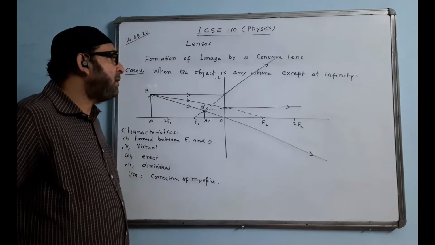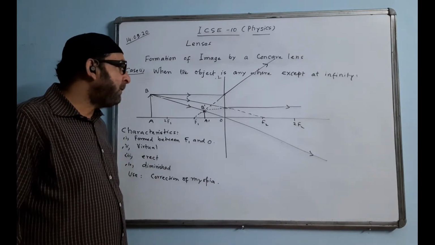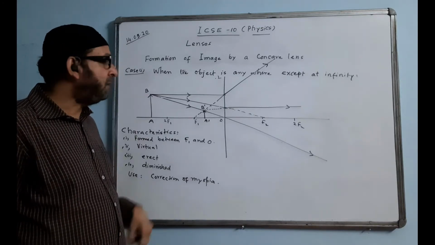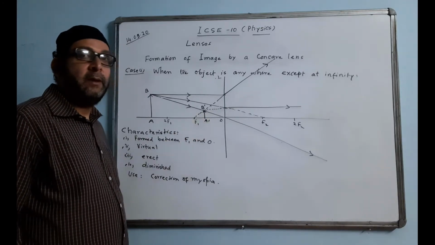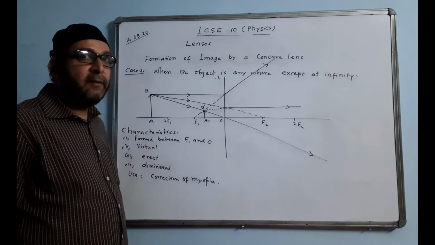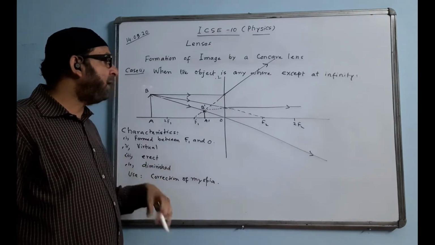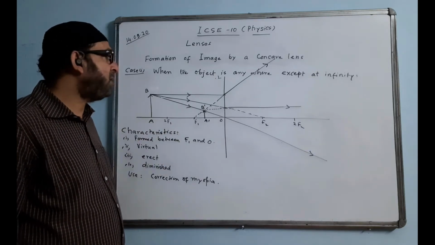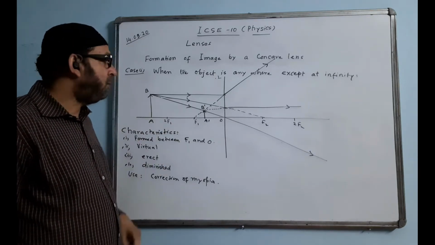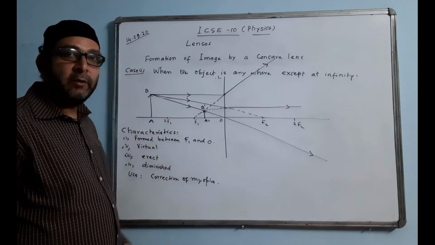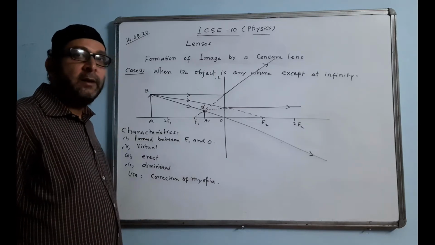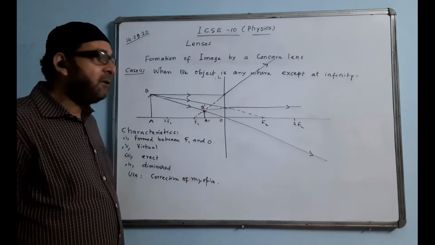If a question comes like this, a lens forms a diminished erect image, name the lens. Diminished and erect image, the lens is concave. A lens forms a magnified virtual or erect image, name the lens. That will be a convex lens. And if asked to draw the diagram to show its action in forming the image, we will draw the diagram accordingly, identifying the lens as convex. So that way you can differentiate.